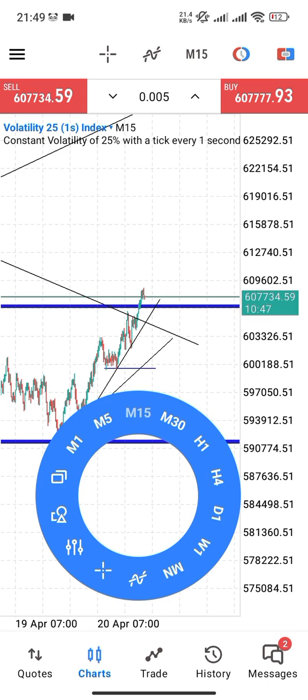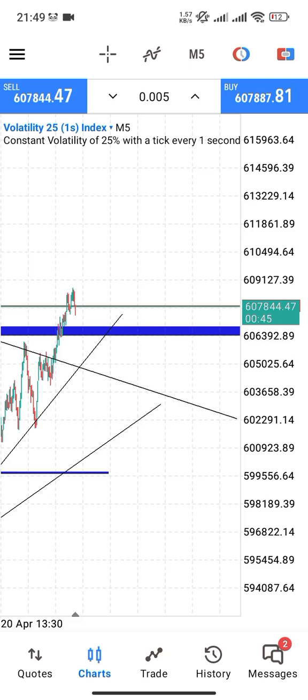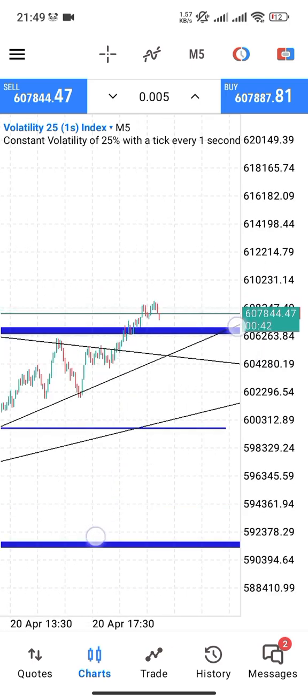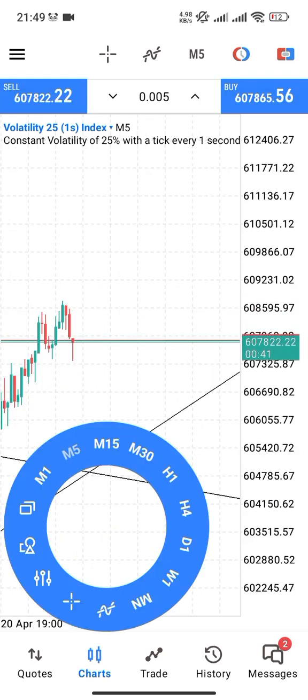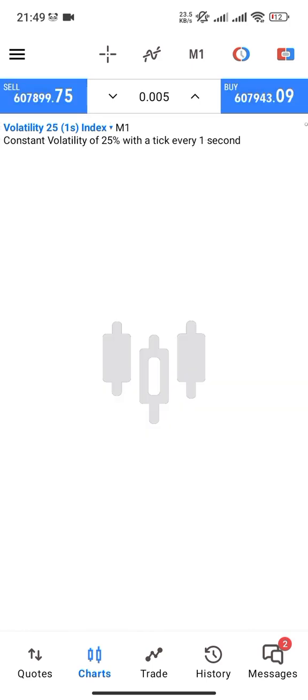We want zero to no drawdown. There should be no drawdown at all in our trade. That is what we are expecting. That's what we are looking out for. Zero to no drawdown.